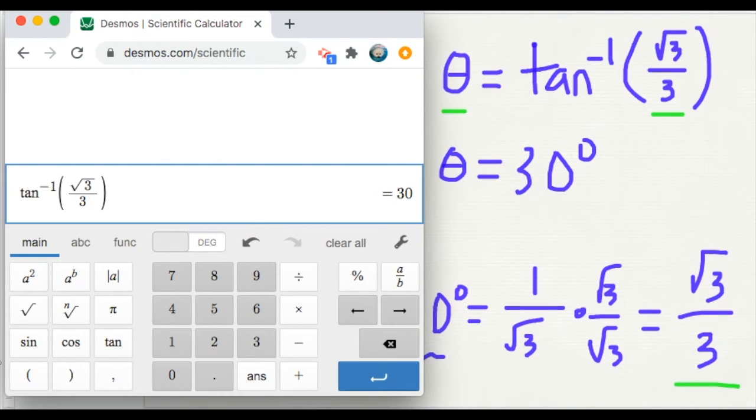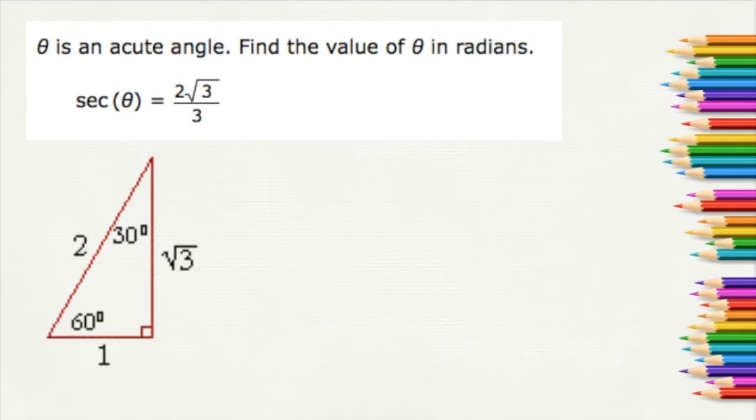Alright, here's another problem for us to try. So theta is an acute angle. Find the value of theta in radians. Let's do it the way using special triangles first, and then we'll do it the way using calculators. So secant of theta equals 2 root 3 over 3. Remember, we can use inverse. So theta equals secant inverse of 2 root 3 over 3.